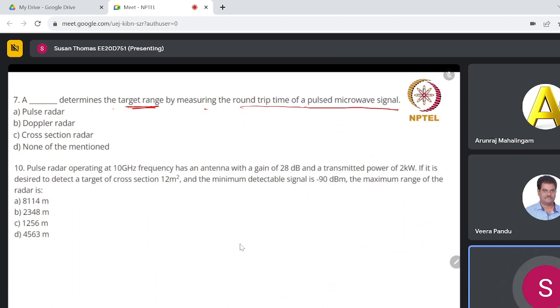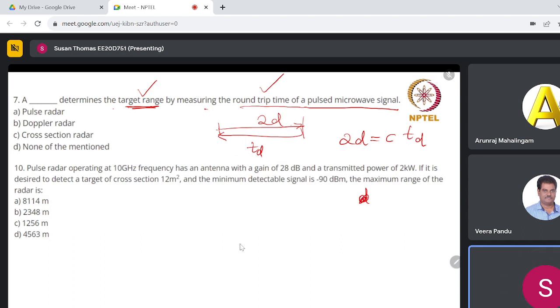I spoke in the beginning about how you measure the range or the distance to the target: by knowing the round trip time delay. Time delay means the time taken for the signal to go to the target and then come back. Say that is TD. TD is the time delay, and suppose the distance is D, so the round trip is 2D. As I said, 2D is C into TD. So D can be found.